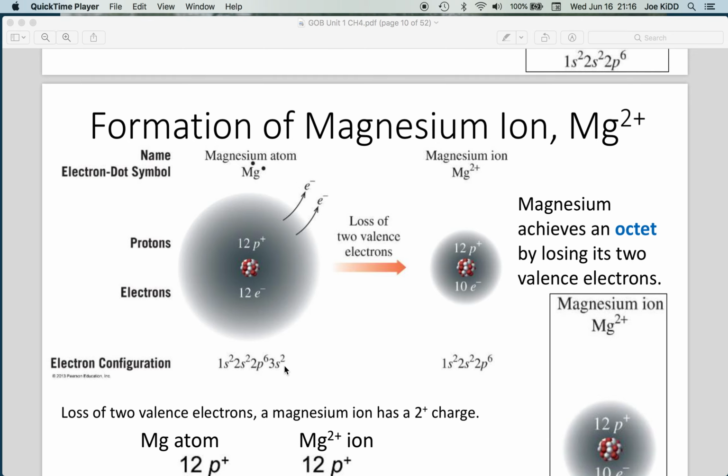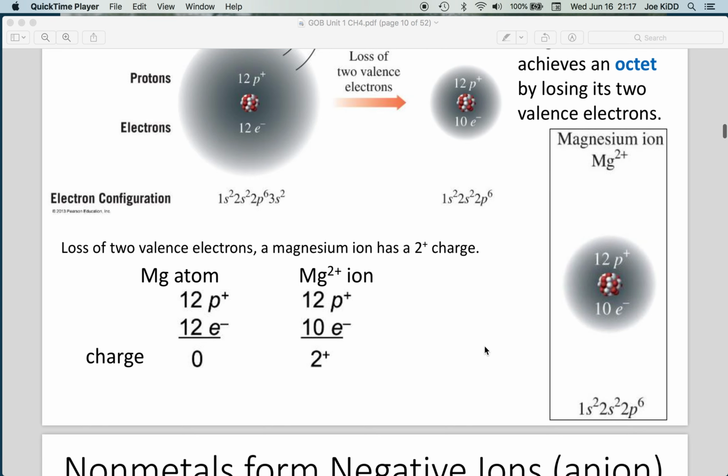And so it's going to be easier for this atom to get rid of these 2 electrons and have a full octet here than it's going to be for it to gain 6 more. So when it loses 2 electrons, we're now going to still have that 12 protons, but now we only have 10 electrons, which means we have an overall positive 2 charge.